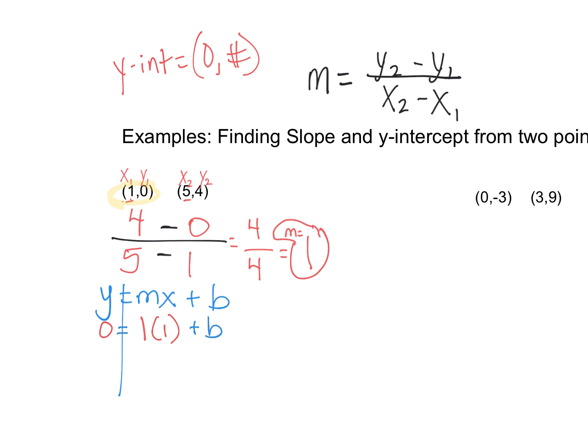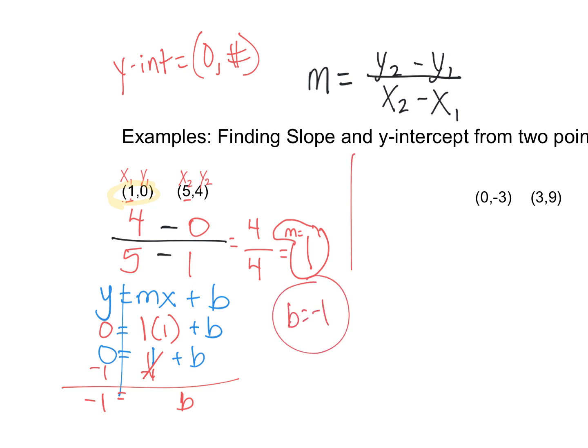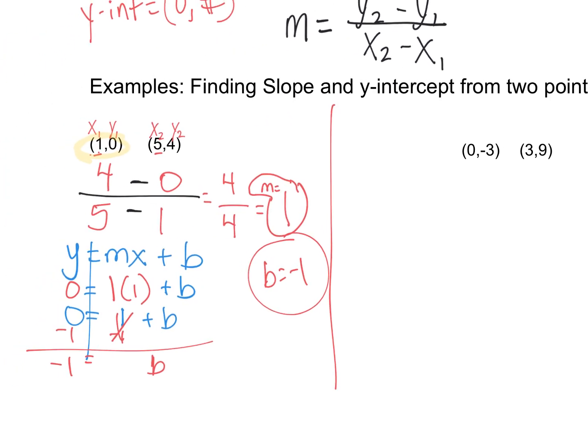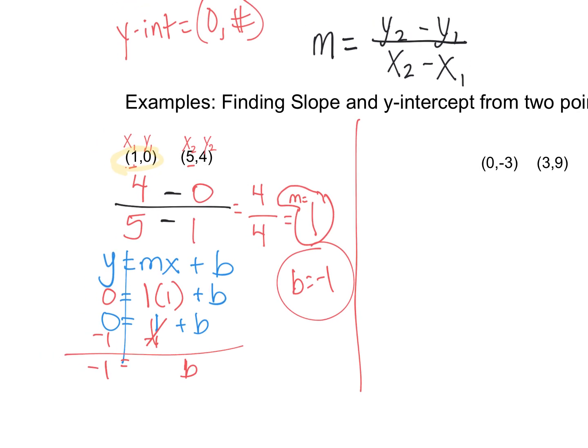And I'm going to solve this. So I do 1 times 1 is 1 plus b. And then I subtract 1. And so b is equal to negative 1. That's just a simple equation. So my m is 1, my b is negative 1. That gets easier the more we do it.